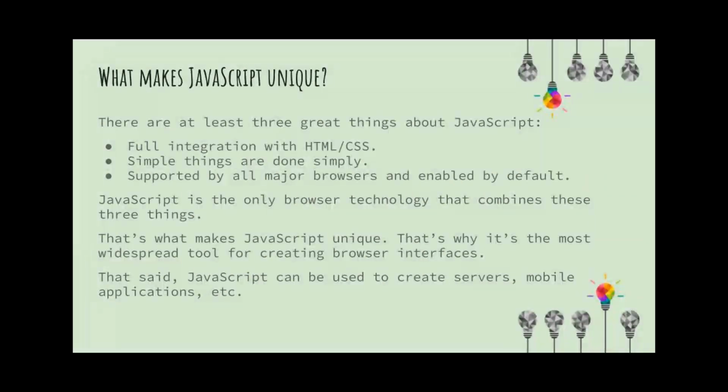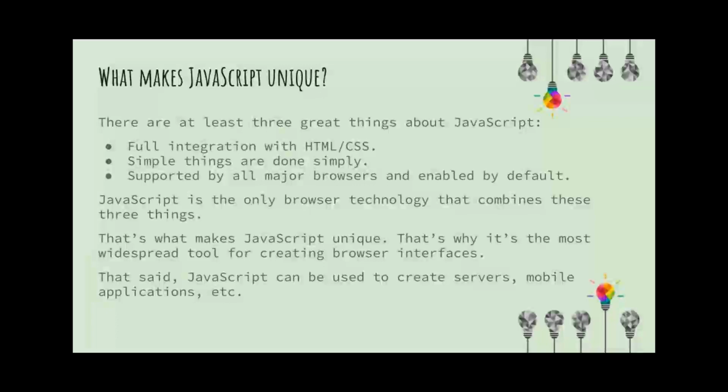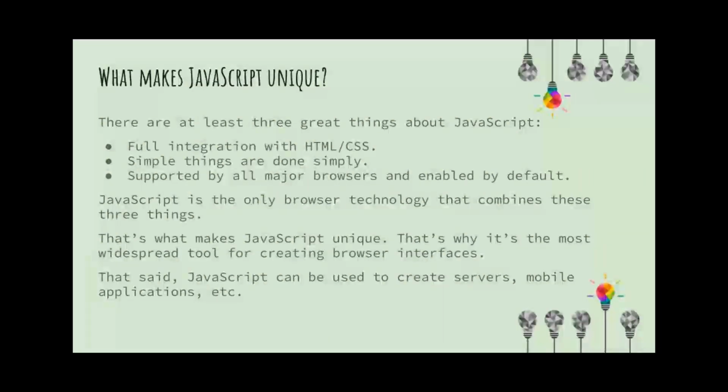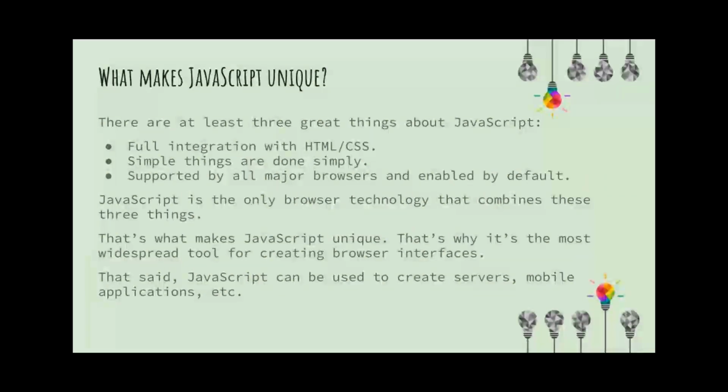These three things blend perfectly in JavaScript, and that's why JavaScript is the most widely spread browser technology and a most unique language. That said, JavaScript can also be used to create servers and mobile applications. Nowadays, JavaScript can be used in any kind of situation, whether it is to create servers, websites, or mobile applications. We need JavaScript. That's why it is the most widely used language in the world.